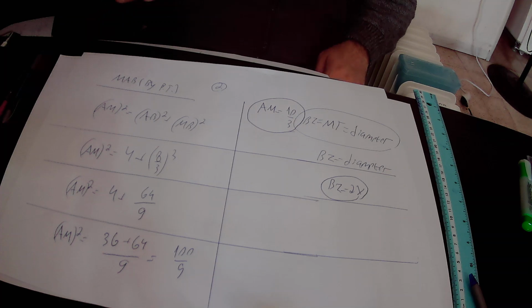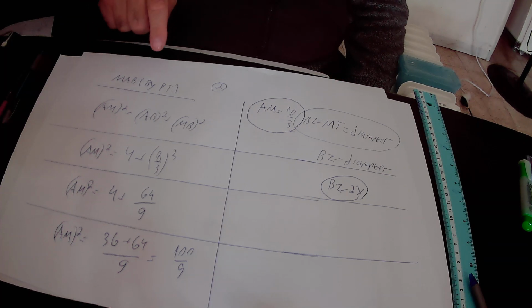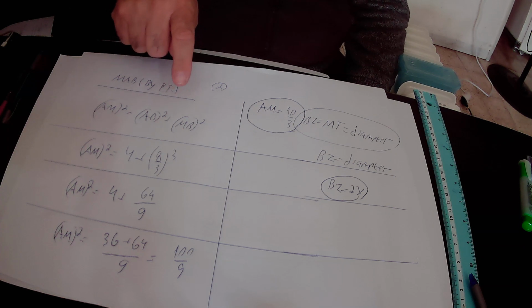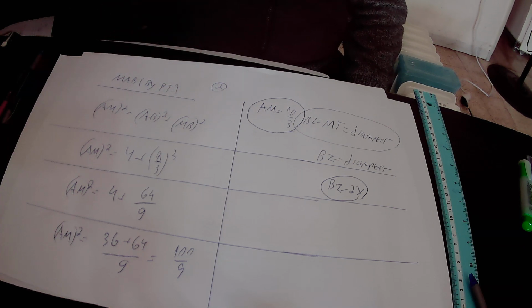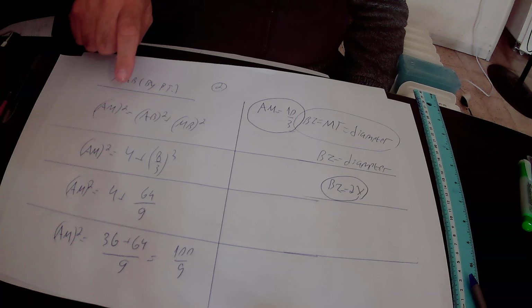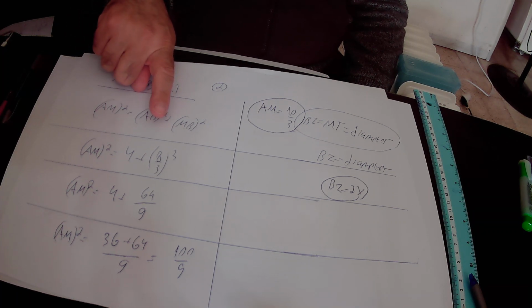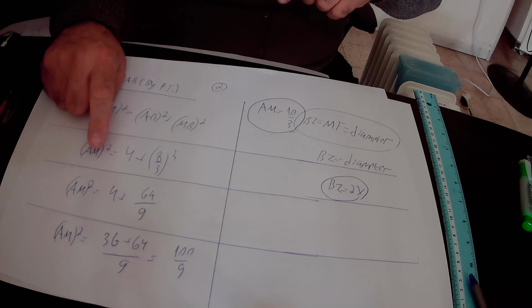So AM squared equals AB squared. AB is 2, so AB squared is 2 squared, that is 4, plus MB squared. MB is 8 over 3, so MB squared is 8 over 3 squared. So AM squared equals 4 plus 8 over 3 squared. 8 over 3 squared equals 8 squared, that is 64, over 3 squared, that is 9.